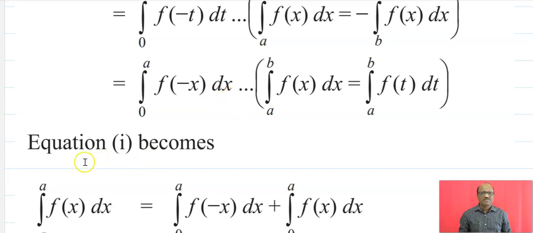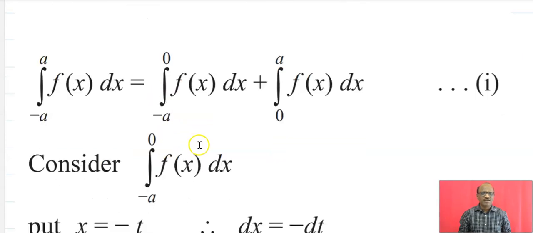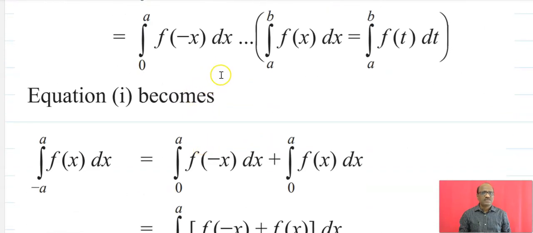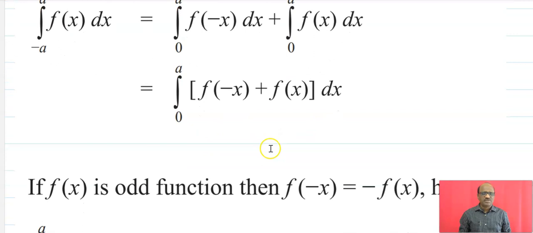And therefore equation 1 becomes... which is equation 1? This is what equation 1 becomes. What is the value of this integral? The value of this integral is the integral from 0 to a of f of minus x dx. And therefore the integral from minus a to plus a of f of x dx is equal to the integral from 0 to a of f of minus x dx plus the integral from 0 to a of f of x dx. Take the integral as common, then you will get the integral from 0 to a of [f of minus x plus f of x] dx.